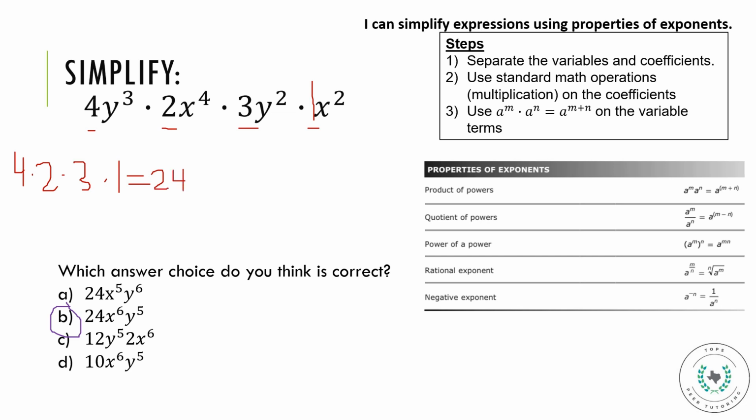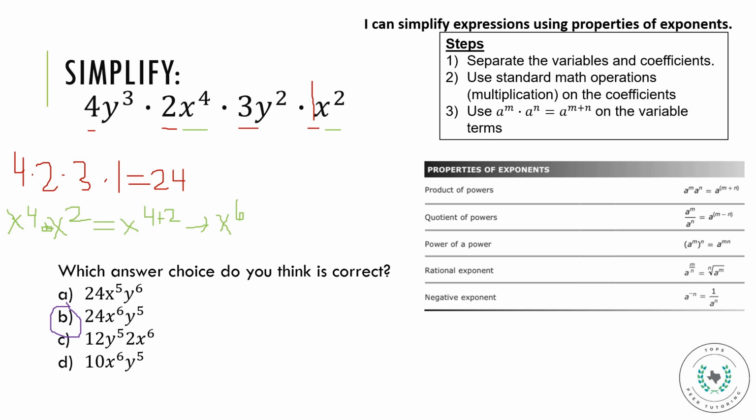Now, let's do our x values. So we have x to the power of 4 and x to the power of 2. We can write those out over here. And remember, in this case, we are adding those exponents together. So we do x, 4 plus 2, which gives us 6. So we have x to the power of 6.